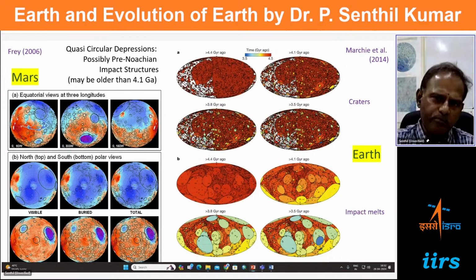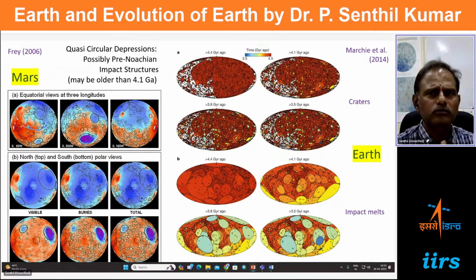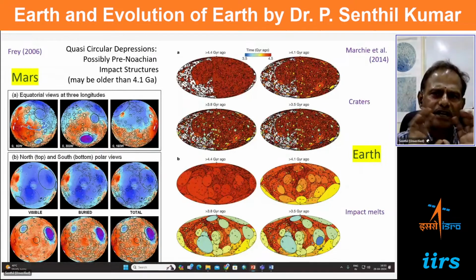When an impact happens, it produces a lot of disturbances. It ejects lots of materials. All these materials cover the whole Earth. So about 4,000 million years ago, the whole Earth was covered by impact crater materials, more similar to the Moon.